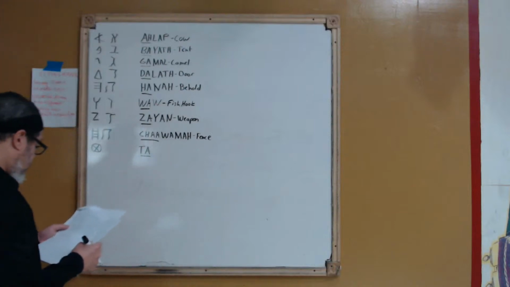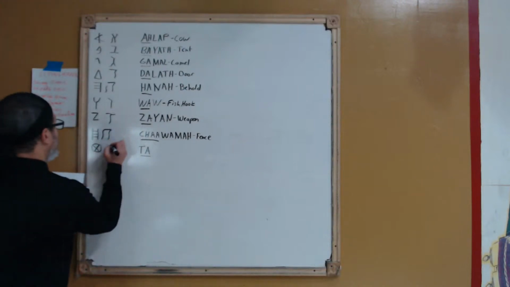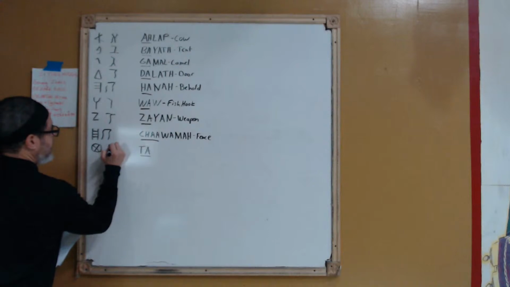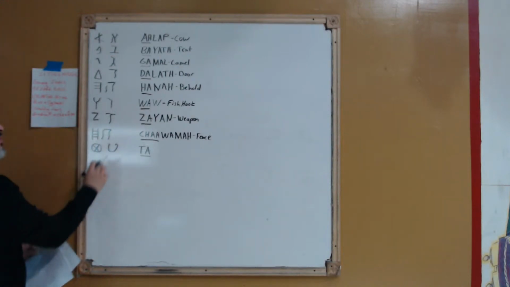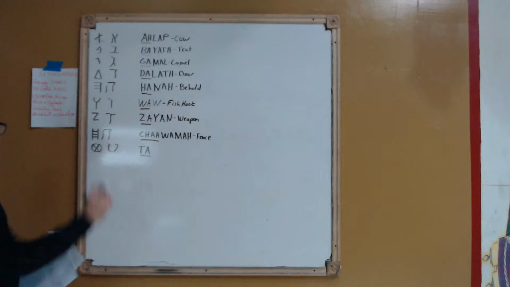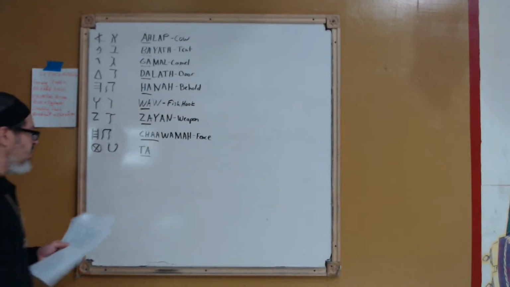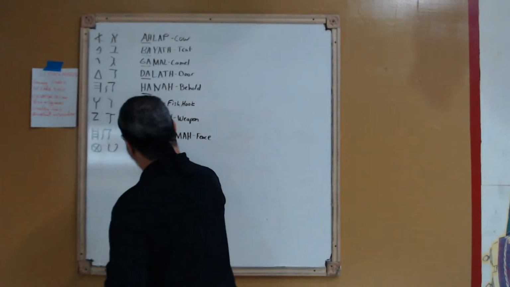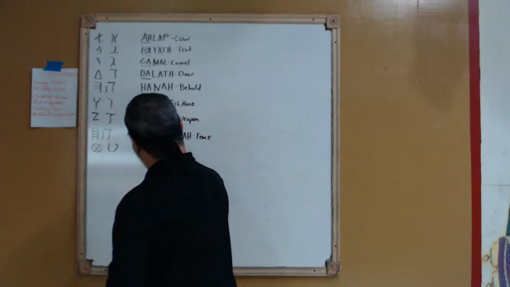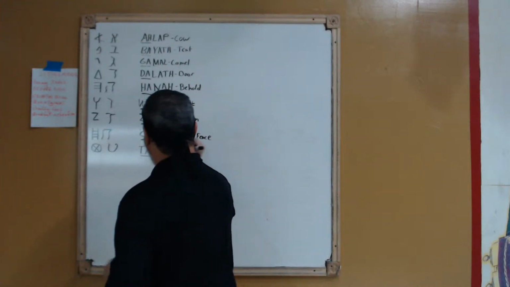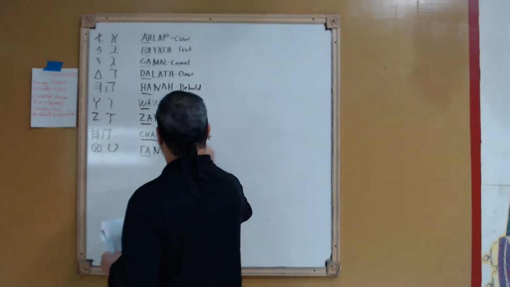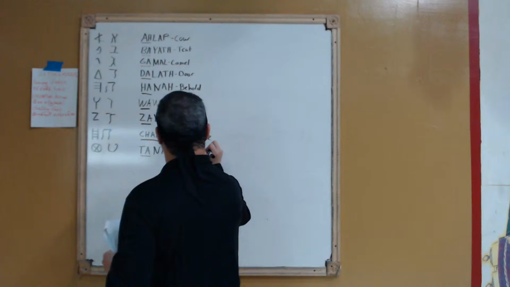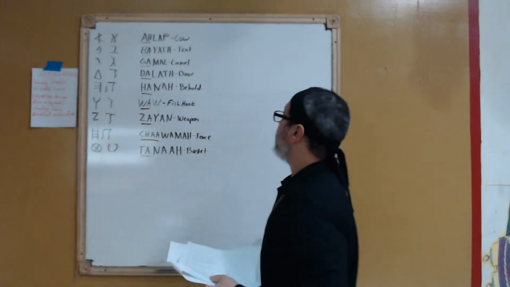So in the Assyrian, it's another basket. Oh, squiggly up top. So this is like a side view of the basket. And it's short for ta na a. Tana'a. And that's basket.